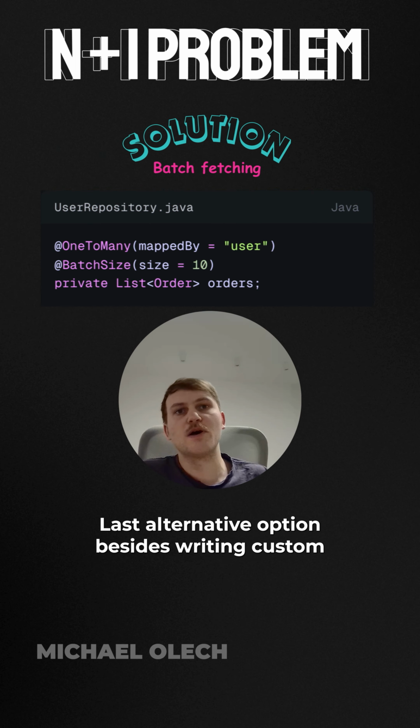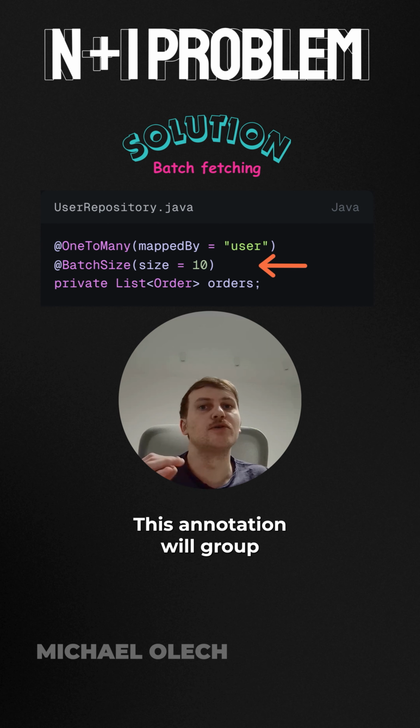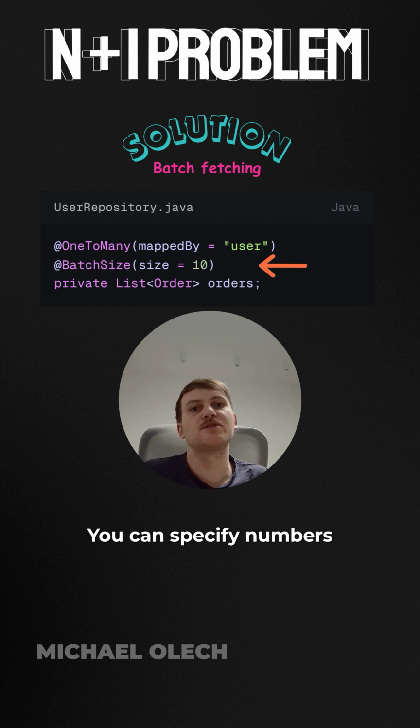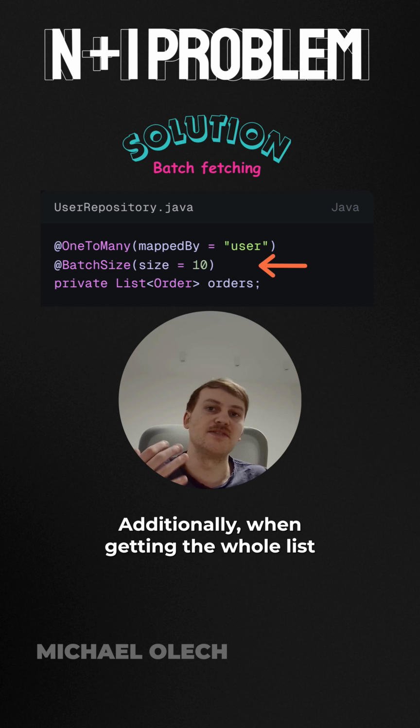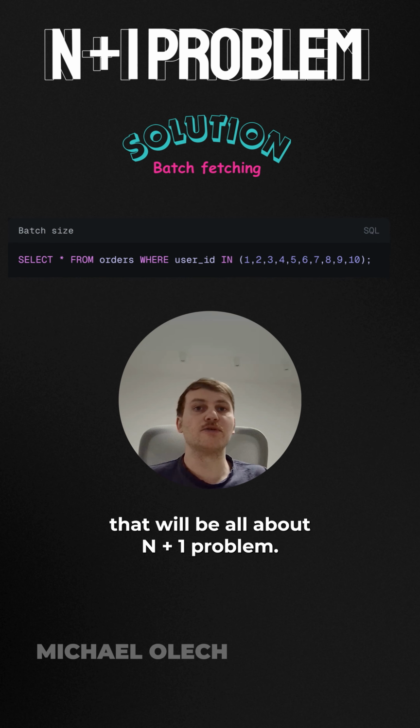The last alternative option, besides writing a custom SQL query, is to specify a batch size. This annotation will group lazy loads into fewer queries. You can specify the number of users you want to prefetch additionally when getting the whole list. That will be all about the N+1 problem.